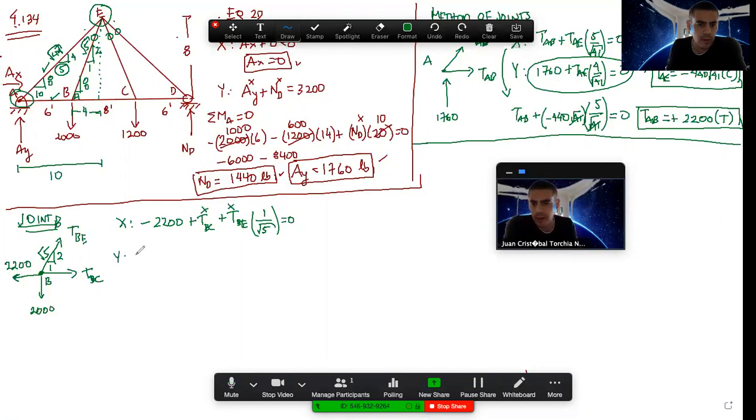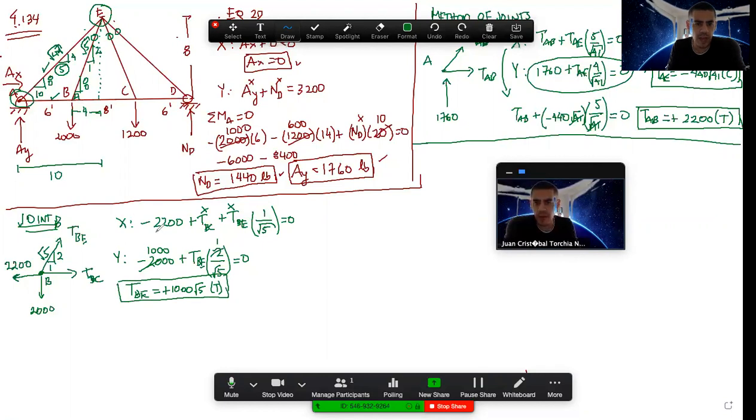Let's go with Y. So if I go with Y, I have the minus 2000 going down and the plus TBE vertical part. Its vertical part is going to be 2 over square root of 5, so equals 0 there. From here, I have that TBE equals, if I divide everything by 2, this guy's going to be 1000. So I'm trying to simplify my life over here. It's going to pass as a plus, so plus 1000 square root of 5. These things should be in tension. So good for me that I have found this guy.